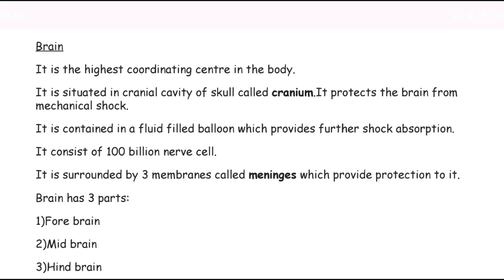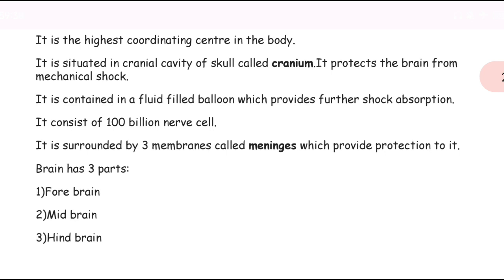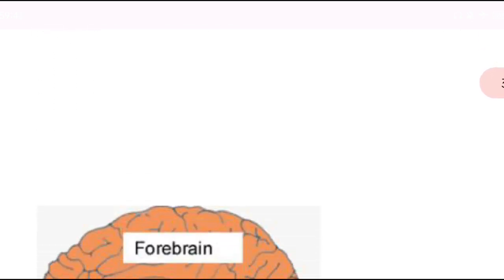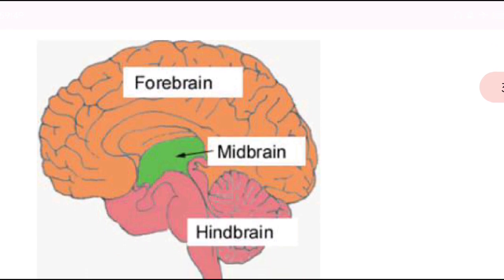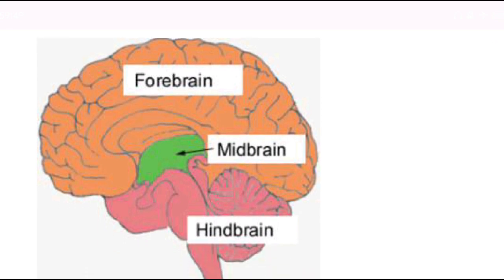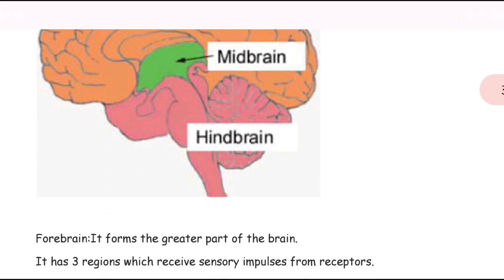Generally, the brain has three parts: first is the forebrain, second is the midbrain, and third is the hindbrain. This is the diagram of the human brain showing the forebrain, midbrain, and hindbrain.